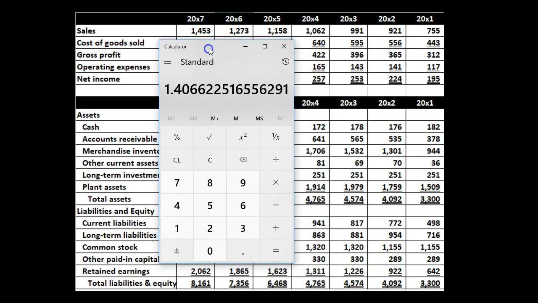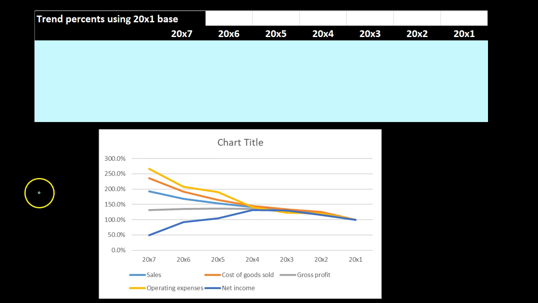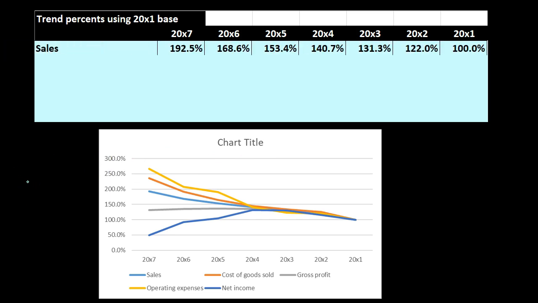And then we go to 2000x5, and we take the 1158 divided by the year 2000x1, 755, and then we get the 1.5, and so on. So if we consider this in terms of the creation of our income statement in this format, we'd have the sales on a percentage basis. So here's 2000x1, the base year, 100%, because it's going to be itself divided by itself. 2000x2 compared to the base year is a 22% increase. So we see the trend upwards in this case. That's a good trend for us.